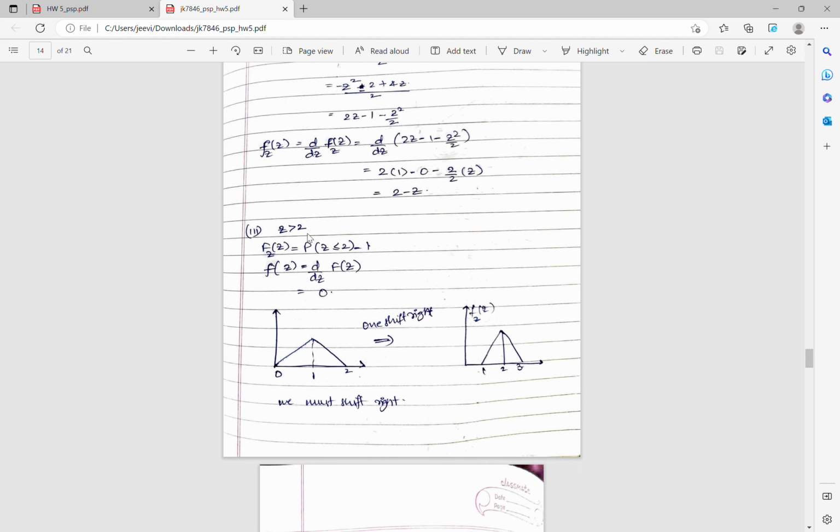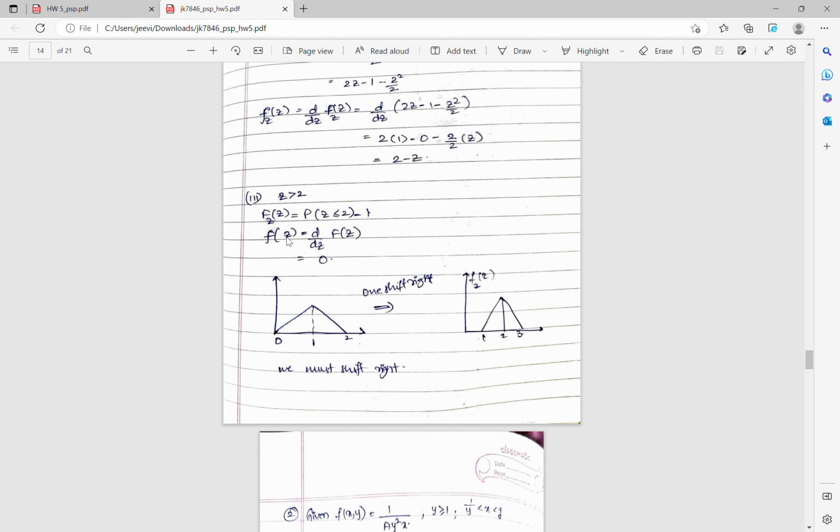Now the third condition will be when z is greater than 2. We know that the probability distribution function will be equal to 1 for the conditions where z is greater than 2, and therefore the probability density function will be equal to 0.